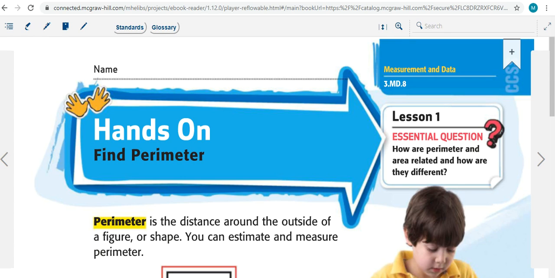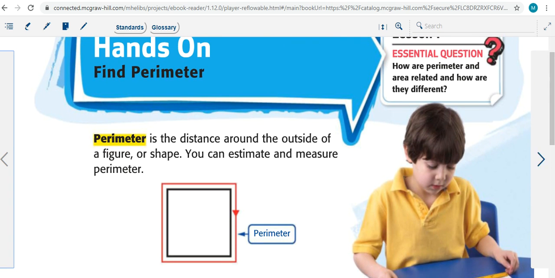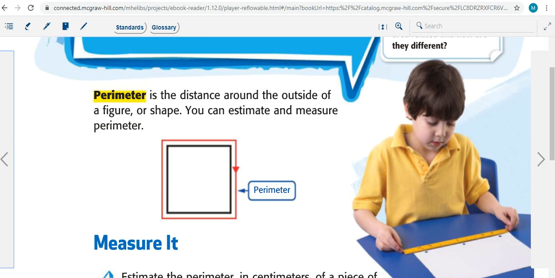Today we're going to work on lesson number 1 of chapter 13 from your book. So please open up your books on page 753, okay? We are going to start, and this lesson is finding perimeter. Now, perimeter is the distance around the outside of a figure or shape. You can estimate and measure perimeter.